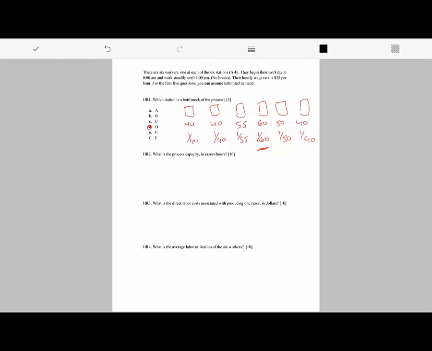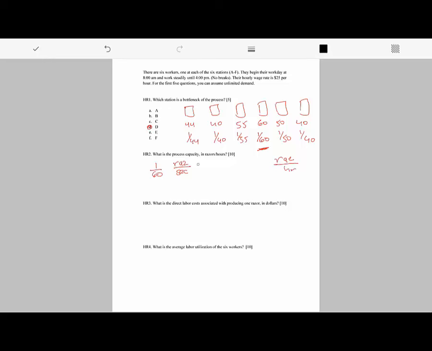So what is the process capacity? Well, the process capacity is given by the bottleneck's capacity. That's why it is 1 over 60 razors per second. But remember, we want the answer in terms of razors per hour. So we need to find the conversion factor.